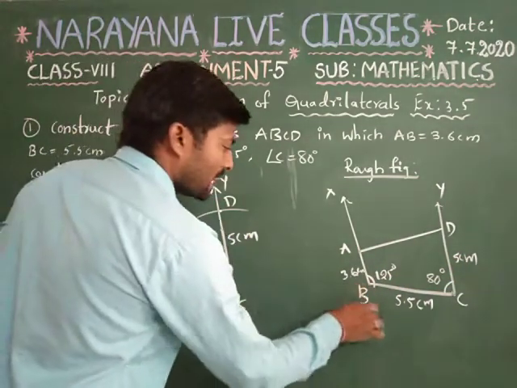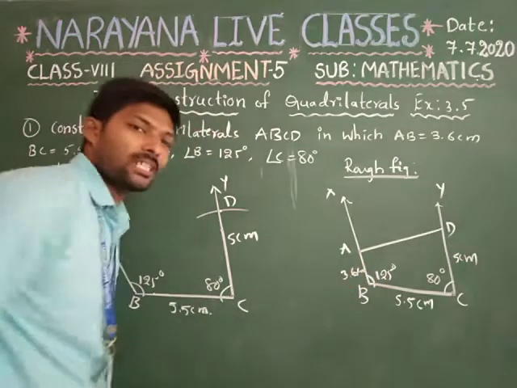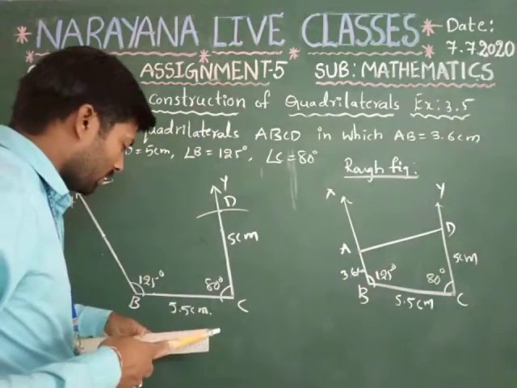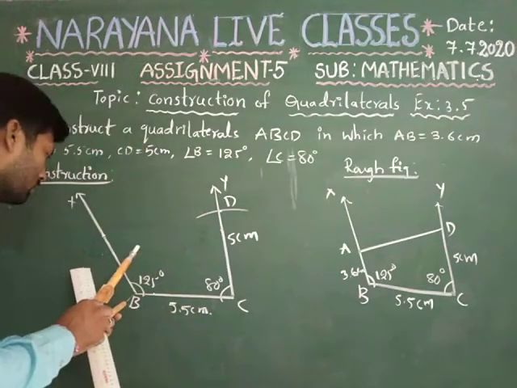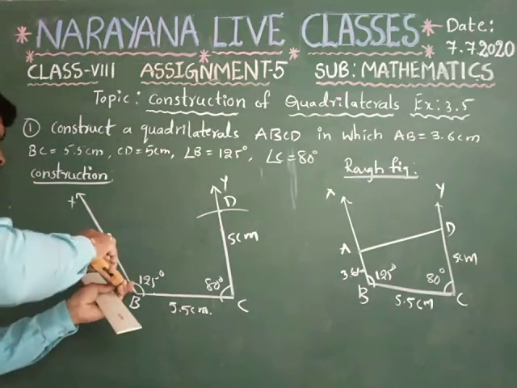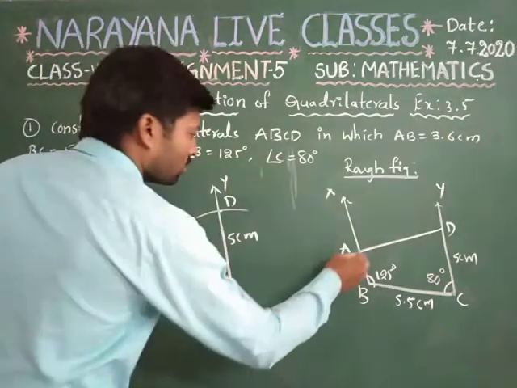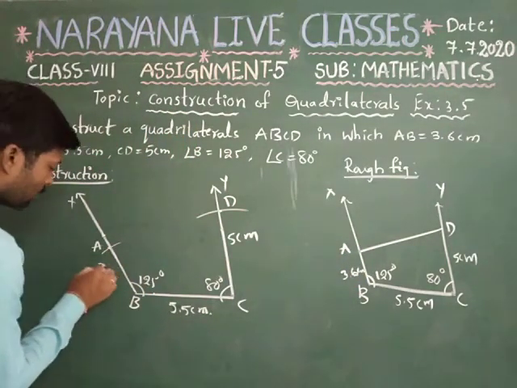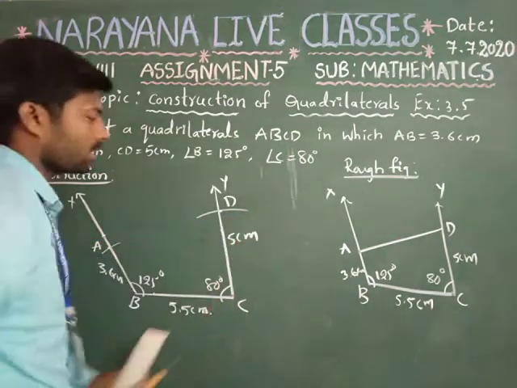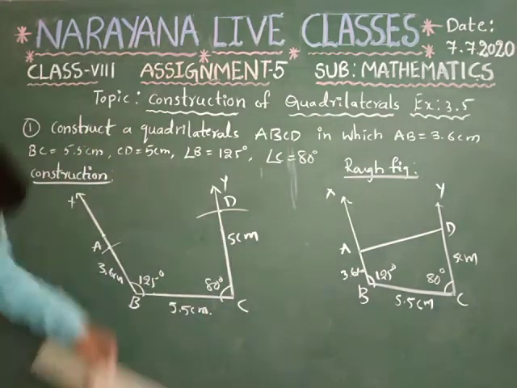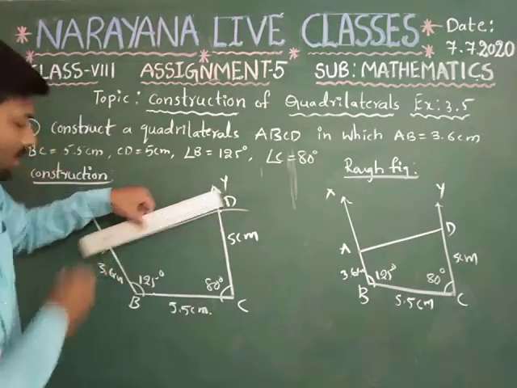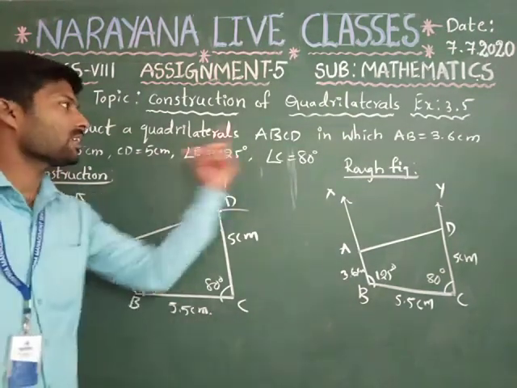Again, from point B as the center with radius 3.6 centimeters, draw one more arc. The point of intersection of the arc and the ray is taken as point A, whose length is 3.6 centimeters. Now join points A and D to form quadrilateral ABCD. Hence we have constructed quadrilateral ABCD.